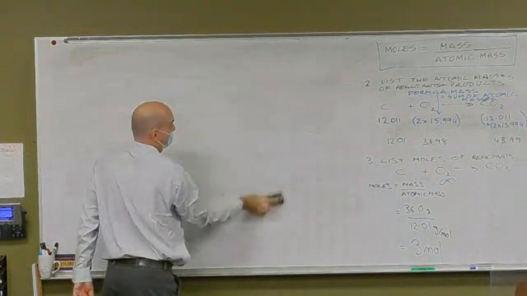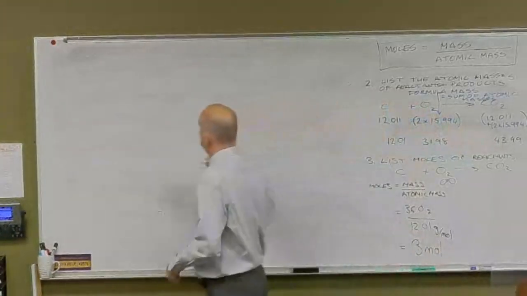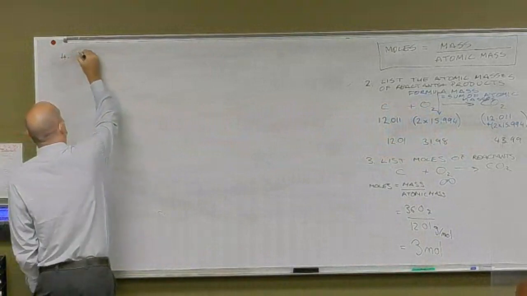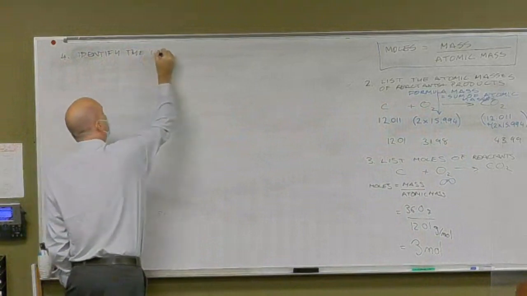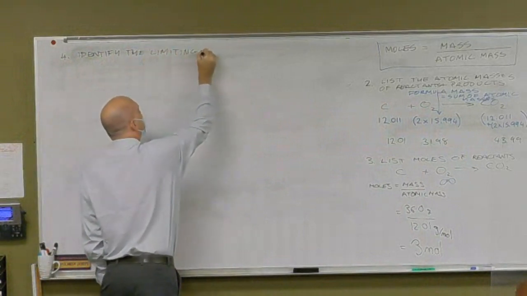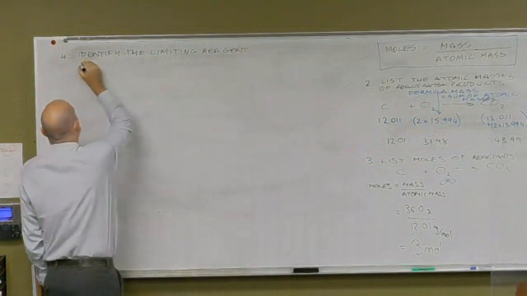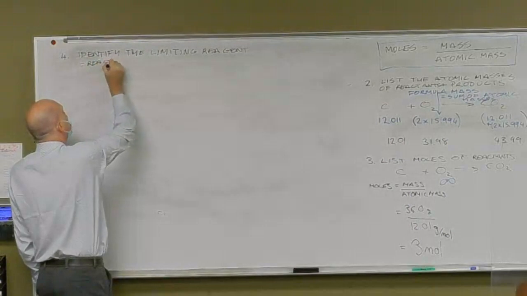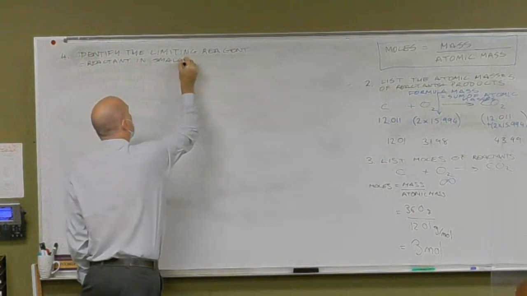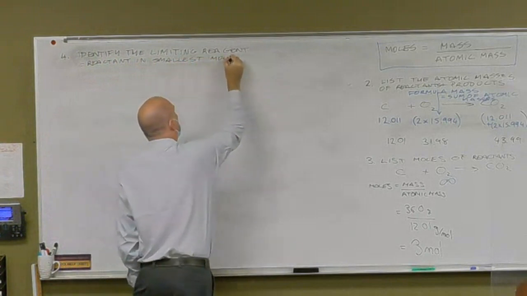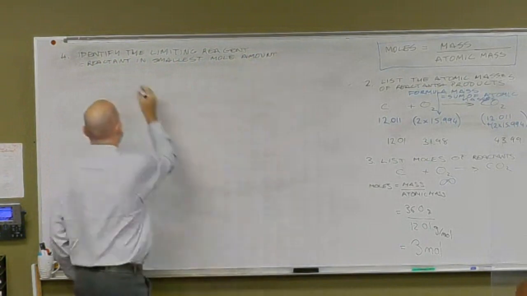I said it's 6 steps, but some of these steps are going to be very, very, very short. 4 is we're going to identify the limiting reagent. Limiting reagent is the reactant in the smallest mole amount. Okay?